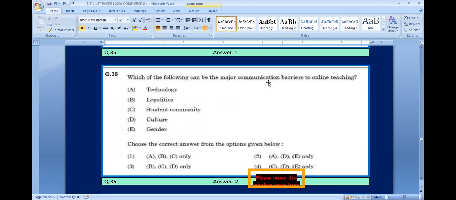Which of the following can be a major communication barrier to online teaching? Check it out. A appeared twice, B twice, C thrice, D thrice. So check out C and D. Student community, yes, that affects culture. Major communication barrier to online teaching. So first we will check out C. Student community, will they become a barrier? Yes or no?